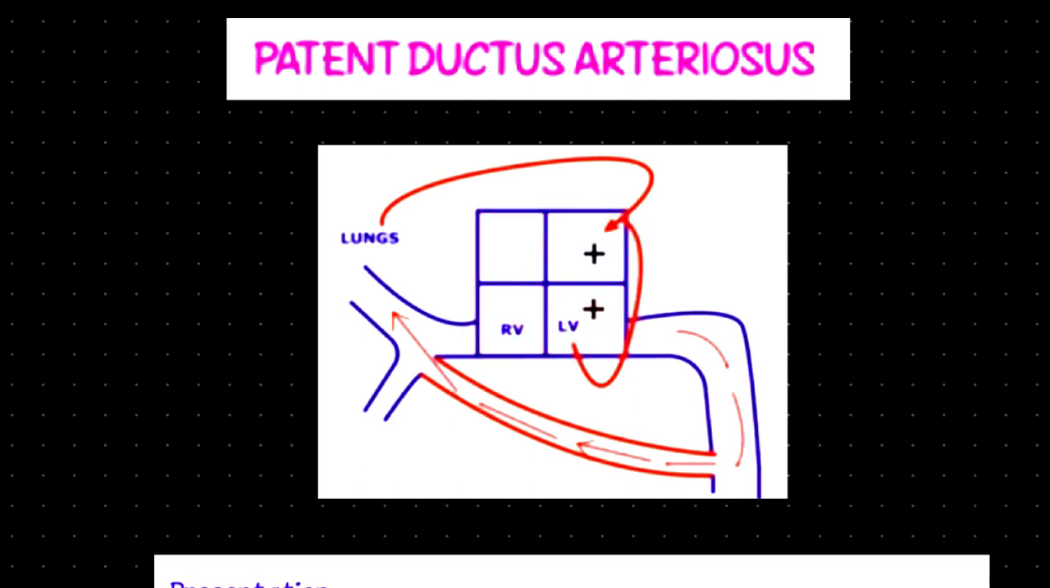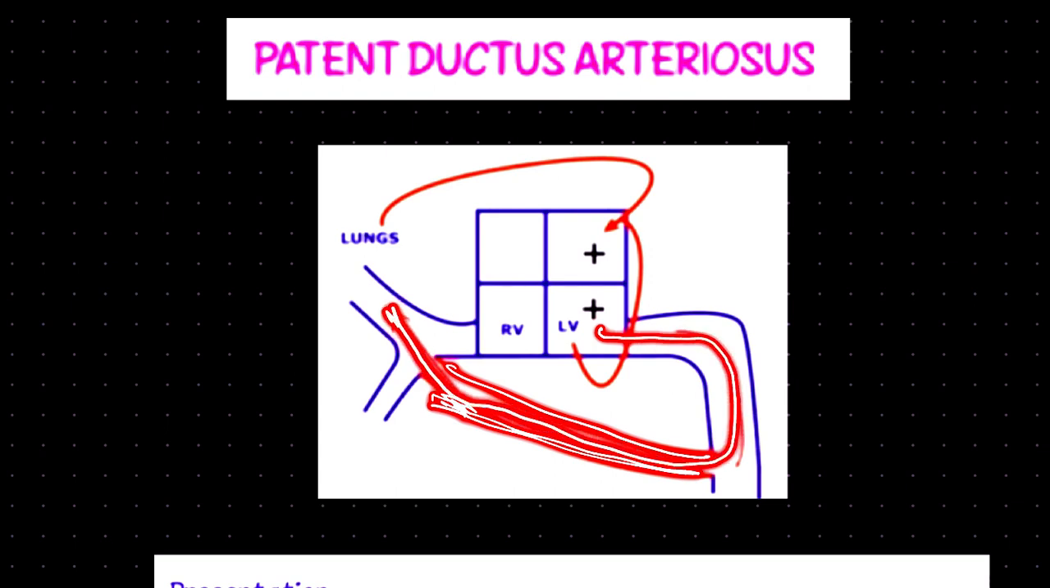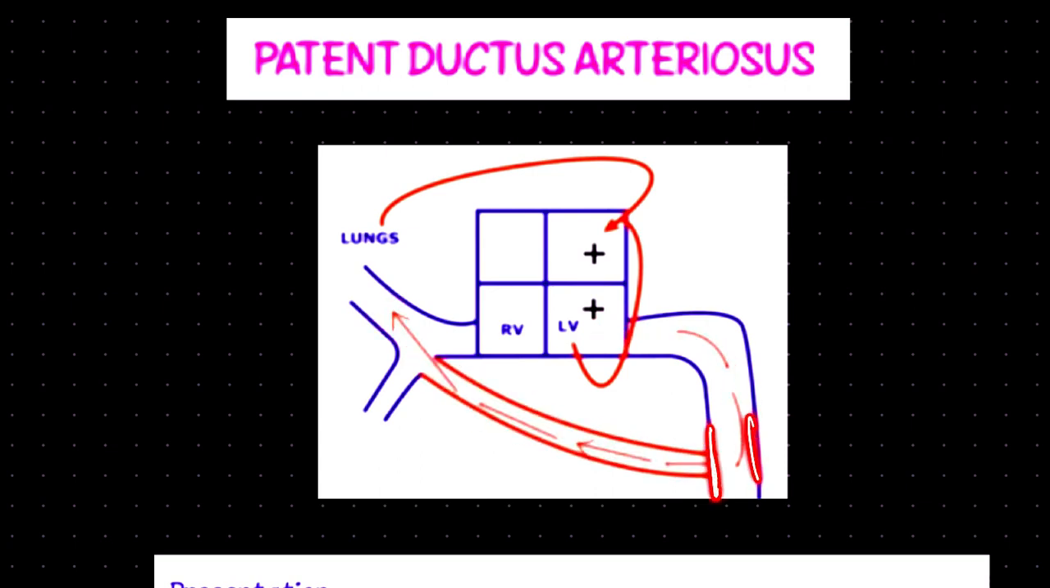Now in the case of patent ductus arteriosus, the ductus arteriosus, which functions before birth, what is its function? It helps carry blood from the left ventricle directly into the pulmonary branches. That means it connects the descending aorta to the pulmonary artery. So that is the function of the ductus arteriosus.